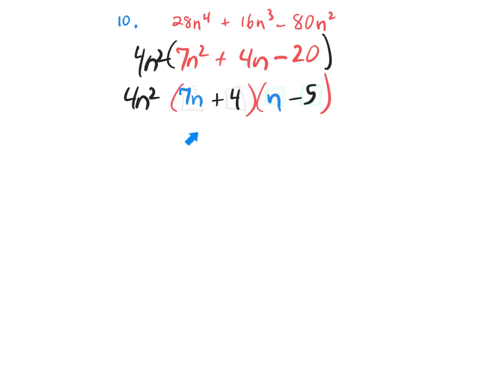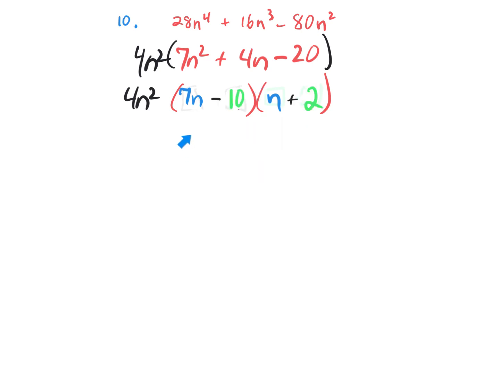Here's an example of a combination that doesn't work. The blue first times first does give us the first, and the black last times last does give us negative 20, the last. However, when we multiply 7n times negative 5, we get negative 35n, and that's the outside product. And the inside product is 4n. And when we combine these, we get negative 31n, which is not how many n's we have. So we need to try a different way of multiplying last times last to get last.